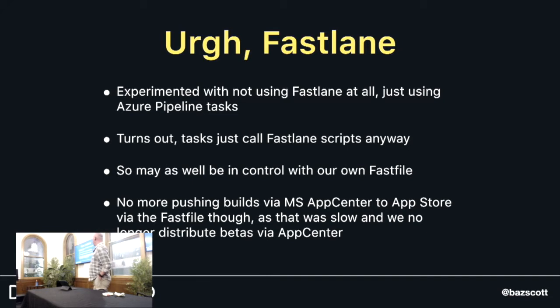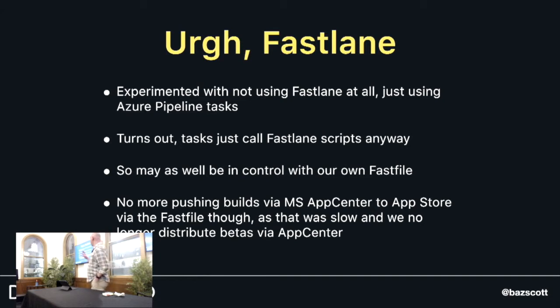But when I ran those, it turns out they just call Fastlane. They just call a version of Fastlane that's installed in the container already. So I thought, well, if it's going to call Fastlane anyway, I may as well be in control of the version of Fastlane and what we're doing with it in our own fast file. So I just went back to using our own fast file.